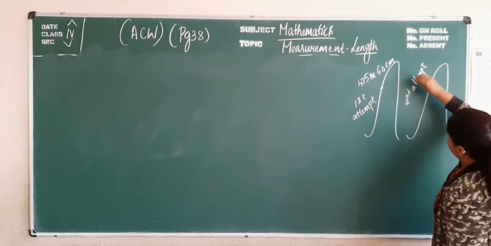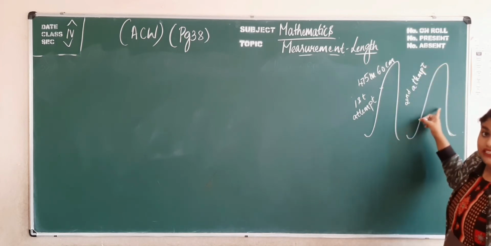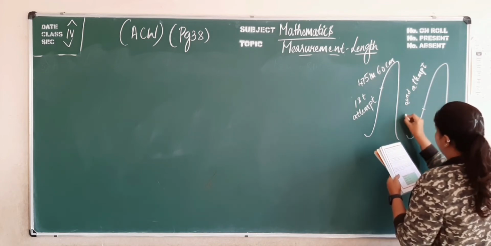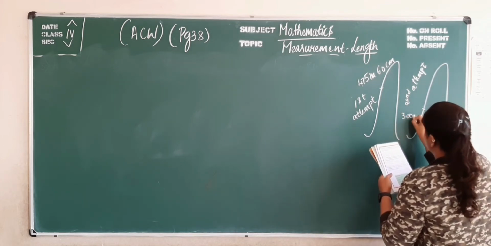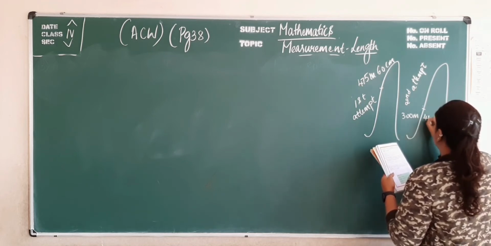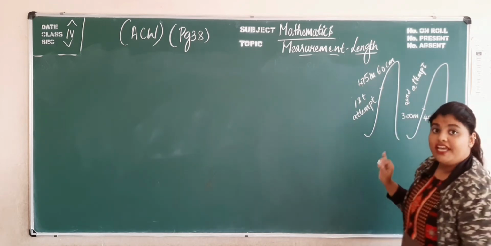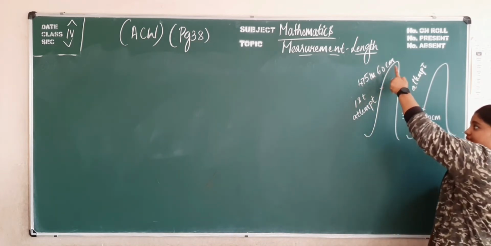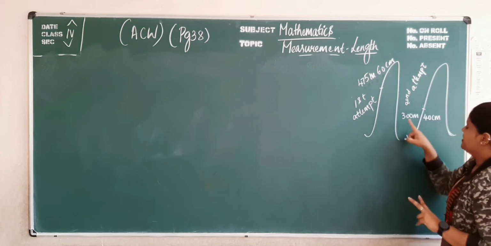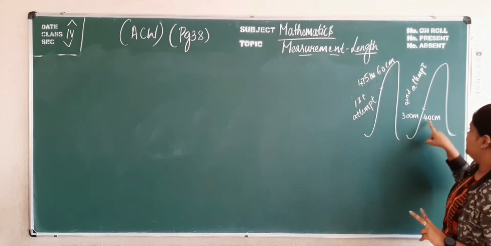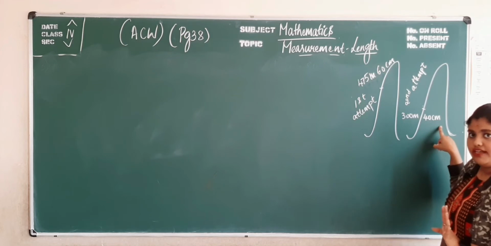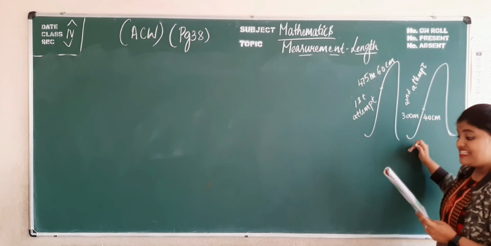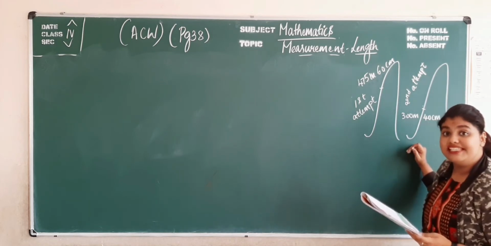So in the second attempt, the distance covered by the hill climber is 300 meters 40 centimeters. So are you clear? In the first attempt, he has climbed 475 meters 60 centimeters. In the second attempt, he has covered 300 meters 40 centimeters. Till here you are clear? Yes. So what is the question now? The question is, how much less height he has climbed in the second attempt.